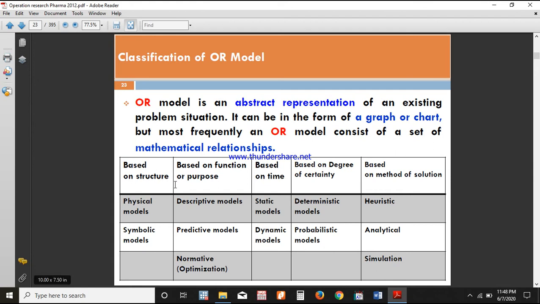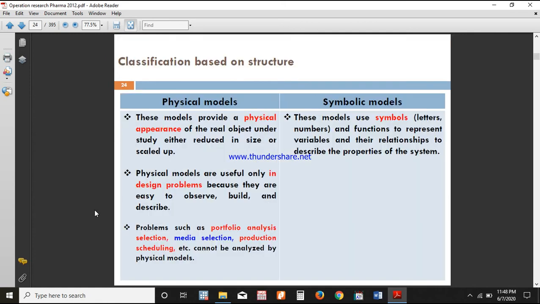Based on structure, the models of operations research can be classified as physical and symbolic. Based on function or purpose, they are descriptive, predictive, or normative or optimization models. Based on the time it takes, an operations research model can be static or dynamic. Based on degree of certainty, a model can be either deterministic or probabilistic. And based on method of solution, it can be classified as heuristic, analytical, and simulation.